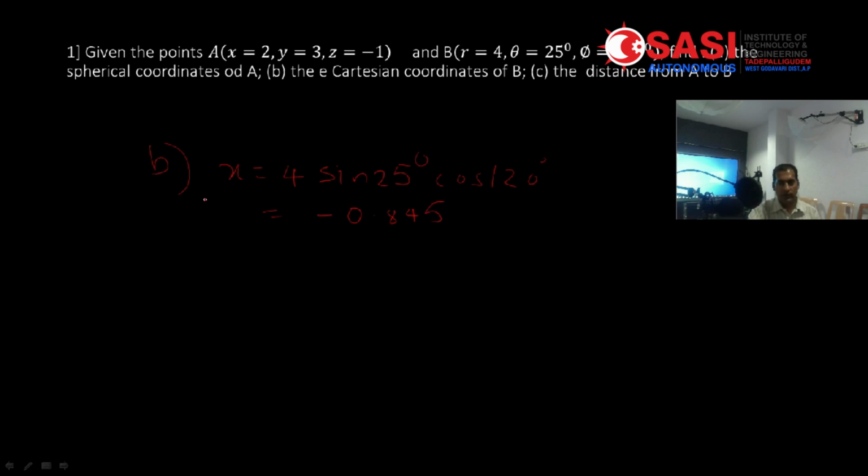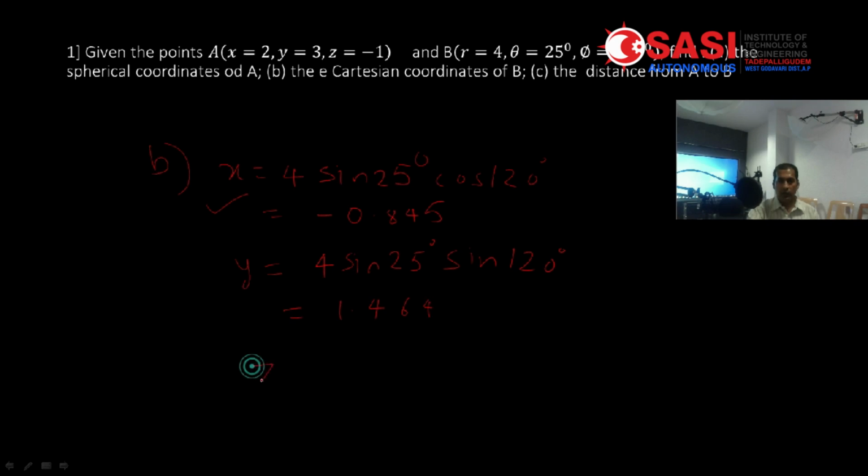Now one point we have converted into Cartesian. Second, we will consider y. How will we find it? In place of cos we will get only sine. So here it will be 4 sin 25 degrees, again sin 120 degrees. So what will y be equal to? After solving this, we'll get 1.464.